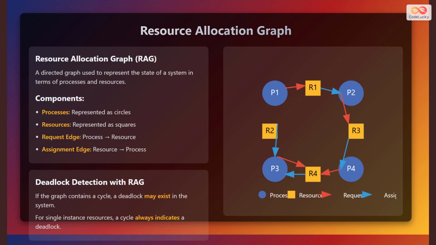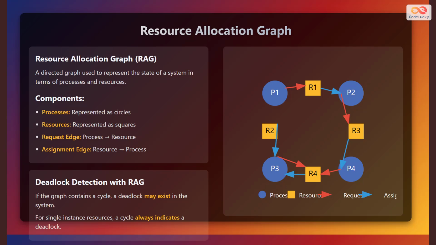Now let's discuss the Resource Allocation Graph, often called RAG. This is a directed graph used to represent the state of a system in terms of processes and resources. The components of a RAG are processes, represented as circles; resources, represented as squares; request edges, which are directed from process to resource; and assignment edges, directed from resource to process. A RAG can be used for deadlock detection. If the graph contains a cycle, a deadlock may exist in the system. For single-instance resources, a cycle always indicates a deadlock.